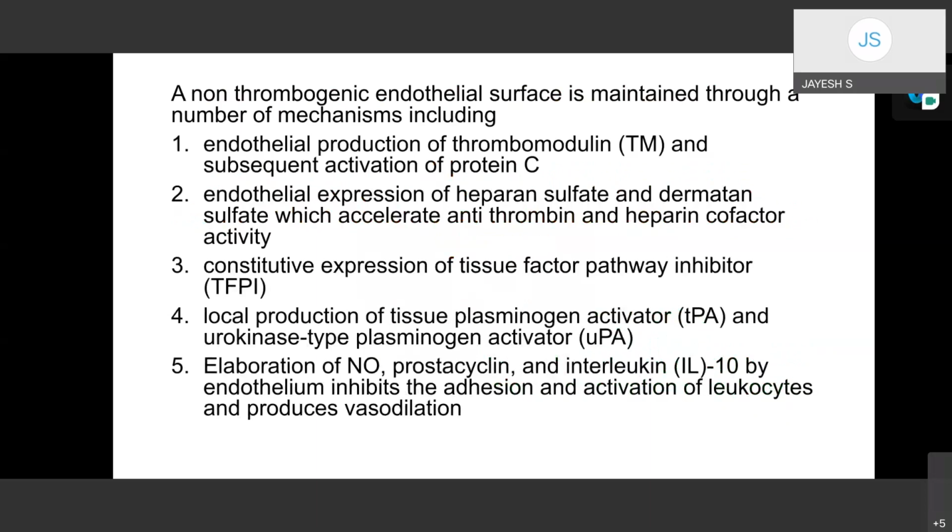A non-thrombogenic endothelial surface is maintained through a number of mechanisms, including endothelial production of thrombomodulin and subsequent activation of protein C, endothelial expression of heparan sulfate and dermatan sulfate, which accelerate antithrombin and heparin cofactor activity, constitutive expression of tissue factor pathway inhibitor, and local production of tissue plasminogen activator and urokinase-type plasminogen activator. Elaboration of nitric oxide, prostacyclin, and interleukin 10 by endothelium inhibits the adhesion and activation of leukocytes and produces vasodilation.